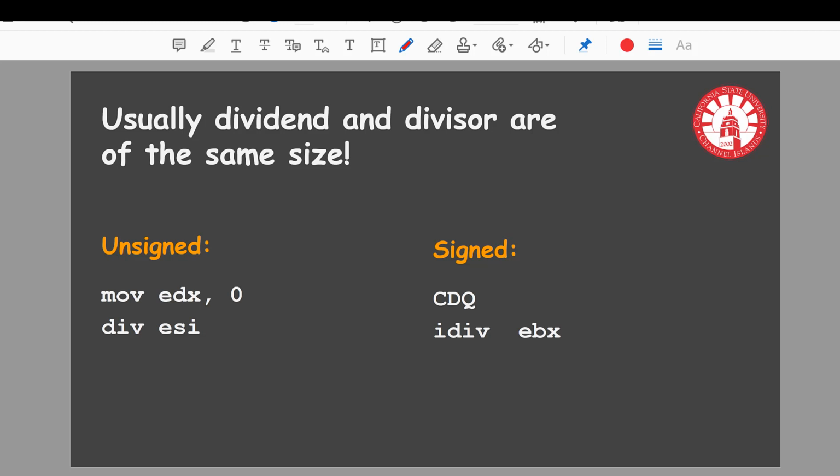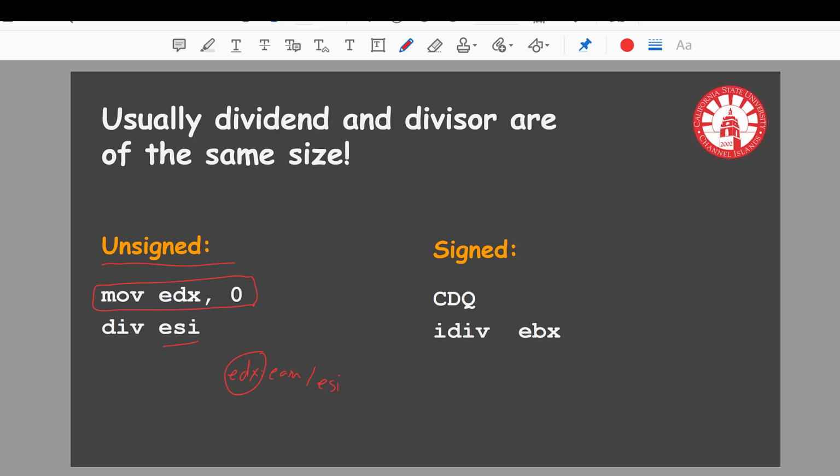So when you do the division operation and you store your number in EAX and you want to do division by ESI, you always have to make sure that if your number is not greater than 32-bit, you initialize the value of EDX with 0. Because if you don't do that, you have the concatenation of EDX with EAX, which is going to be divided by ESI for this example.